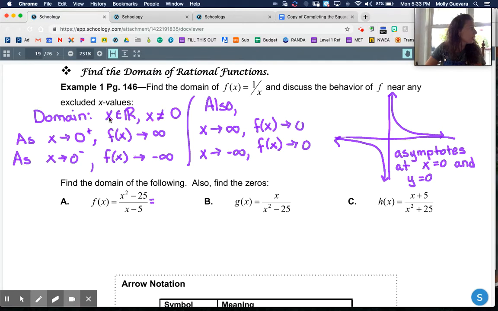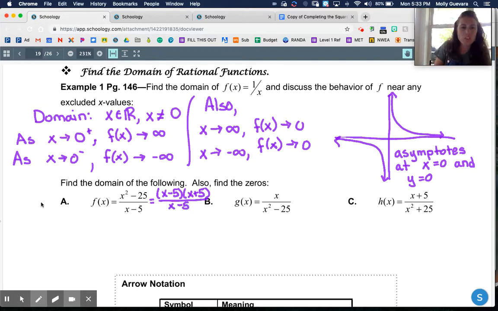The first thing that we have to know is that I should always factor first. I'm going to factor everything I can first. So in this case, because we remember how to factor, right? X squared minus 25 should be a quick factor. It's just x minus 5, x plus 5. And that is over x minus 5.